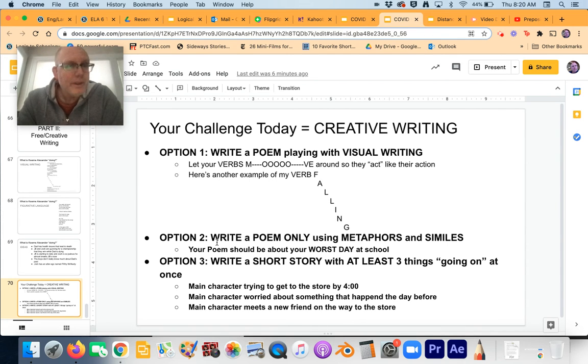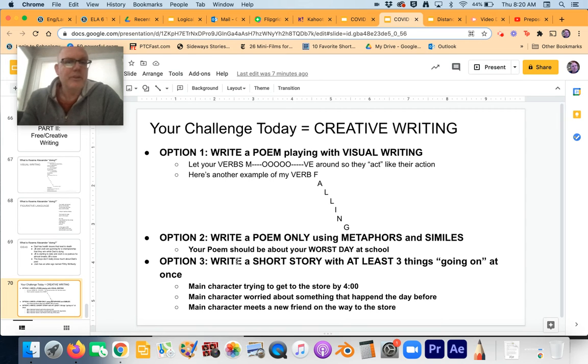Option two, write a poem only using metaphors and similes. And this one I'm going to give you the hint on. Take your worst day at school that you can remember and use metaphors and similes to show us how bad it is. Compare that day and all the things that happened to things and make them crazy. The crazier, the better.